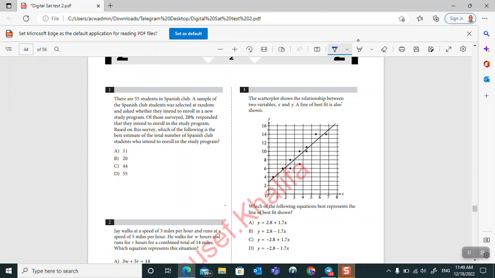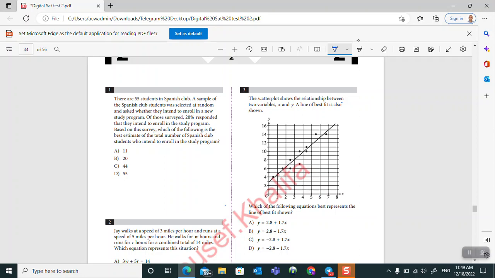Hello everyone. Today we're going to solve the test to practice digital SAT model 2, which I have postponed till I have a free time. And today I'm going to explain every single question in that practice.